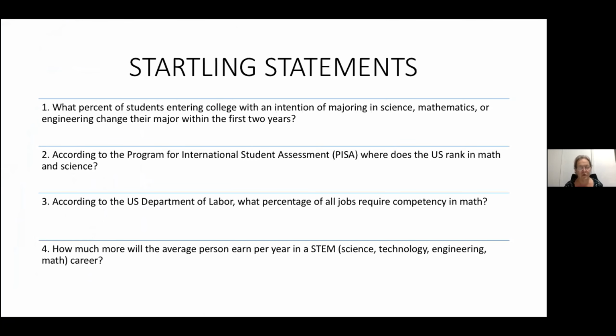So here are those 4 questions that we looked at up front, and I'm going to ask you to unmute yourselves. And if anybody answered a question or would like to share their answer, just call it out. For question 1, what % of students entering college intending to major in STEM change their major in the first 2 years? Anyone?